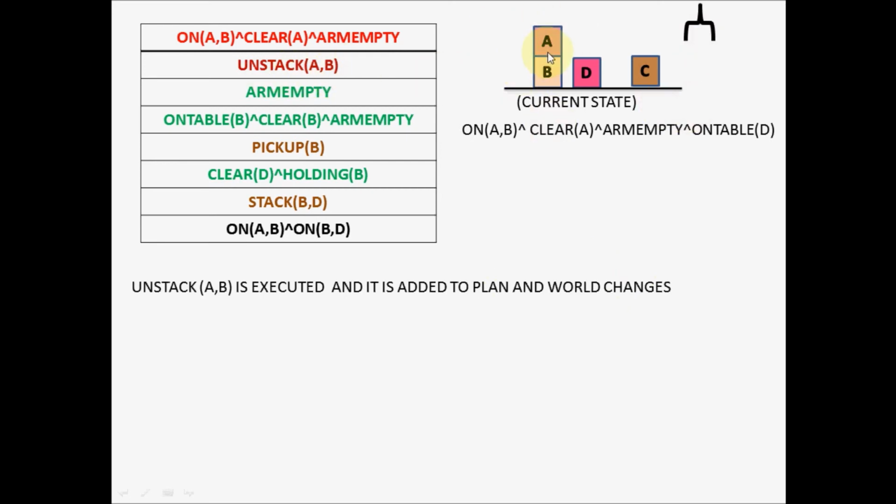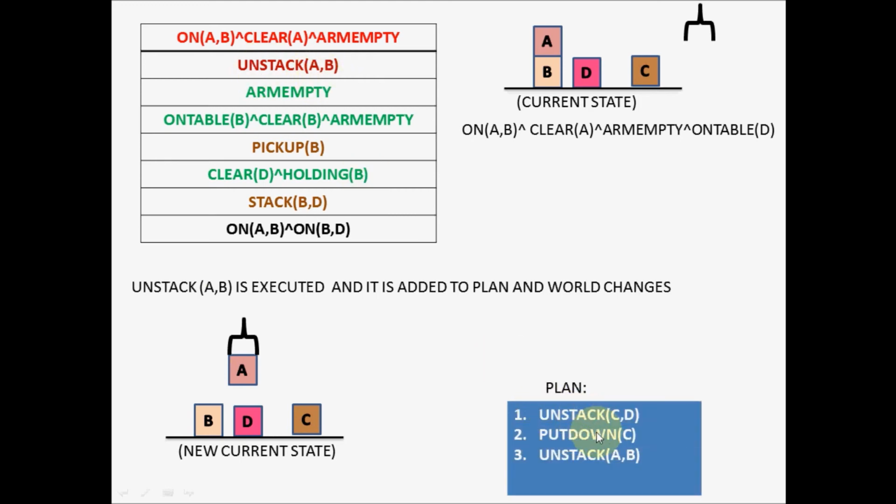Next, A, which is on top of the stack, will be unstacked by the robotic arm, so the result will be that the robotic arm is holding A and B will be clear. So this is my new state. And after the world is changed based on this action execution, the same action is also added as a third step to the plan along with the previous two actions.